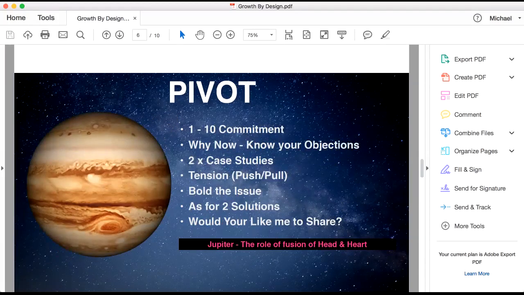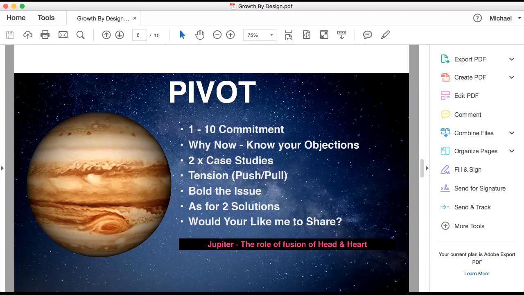Then we pivot. Now, pivot means we shift. We do a real shift at this point, because at this stage, what you've done psychologically is that you've turned up the pain. You've got them going, I should have done this years ago, and wow, I wonder if this person can really help me, etc. So now you're going to ask them this pivot: on a scale of 1 to 10, how committed are you to fixing the issue that we've been talking about now?